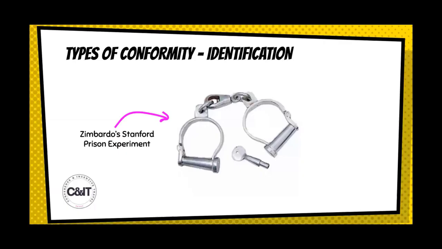So another type of conformity is identification. And this is quite interesting, particularly for event planners, because of Zimbardo's Stanford Prison experiment. This experiment actually got quite a lot of stick because morally it probably wouldn't get away with it today. But basically he created a prison inside Stanford and he had some student volunteers as prison guards and other student volunteers as prisoners. They were given these roles. Now, what he found was it wasn't long before they started to conform to these roles.